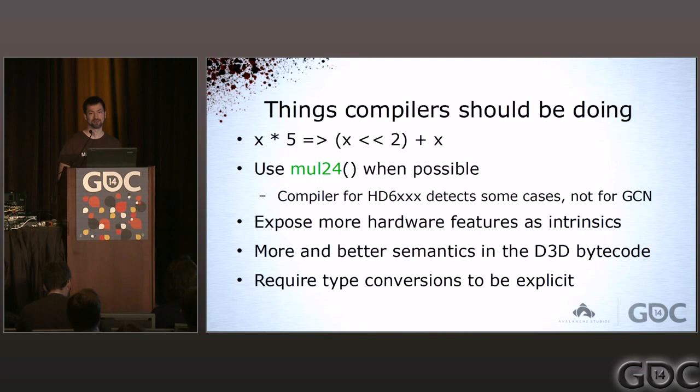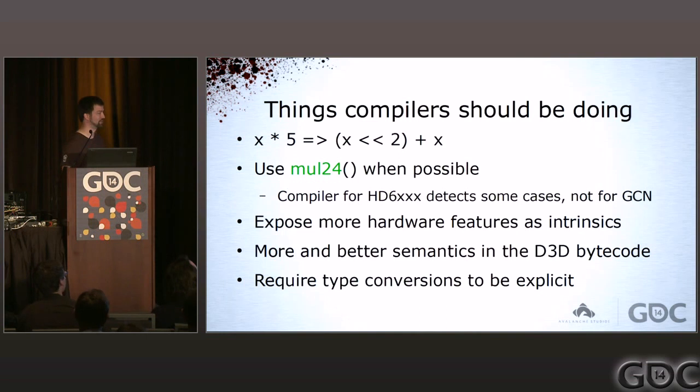Obviously, I want a lot more intrinsics for any of these new instructions that are available on the hardware. I would really like to see that exposed to us as programmers. A lot of things are happening on the console side, but I would like to see more on the D3D side as well, in the D3D bytecode. It's kind of limited in many ways. It doesn't have operations matching what's on the hardware.